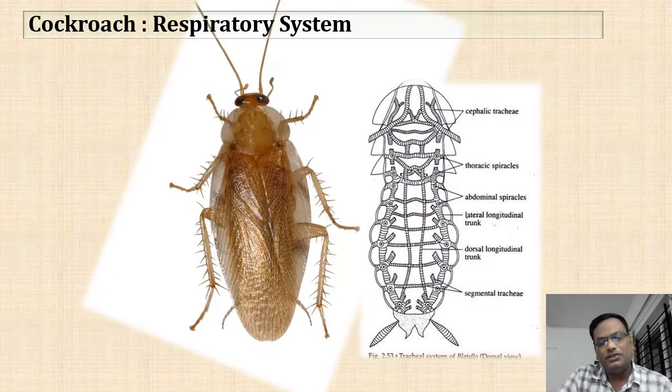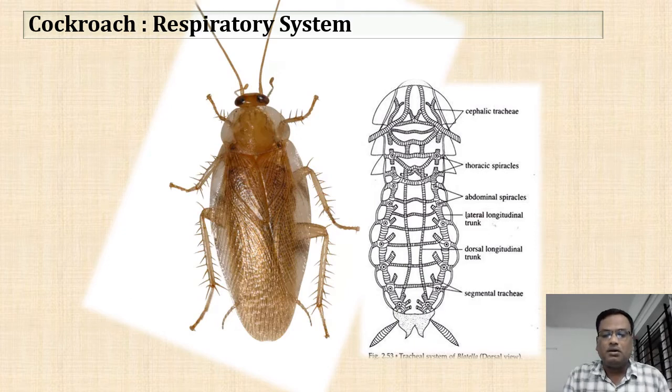Now, respiratory system of cockroach is something different. You cannot compare it with the other animals. I think you are familiar with the respiratory system of higher animals where the respiratory system is made up of the opening called nose through which the air enters and then it passes through the structures, the passages, and then ultimately it's going to reach the lungs or something like that.